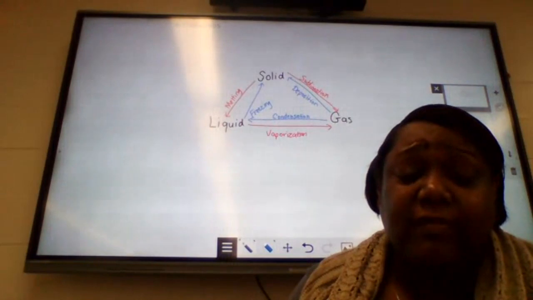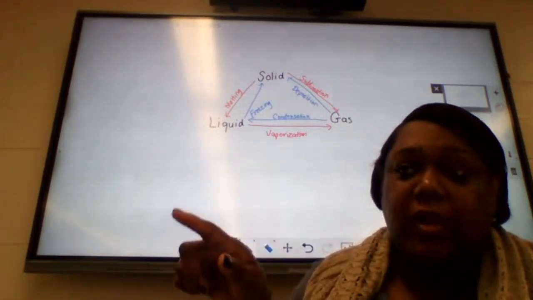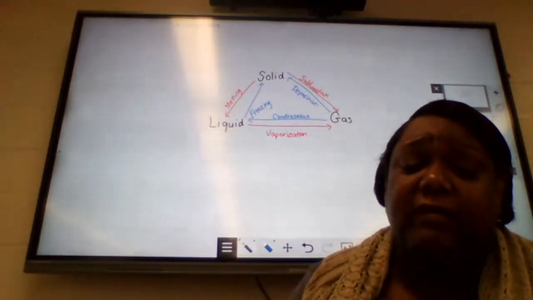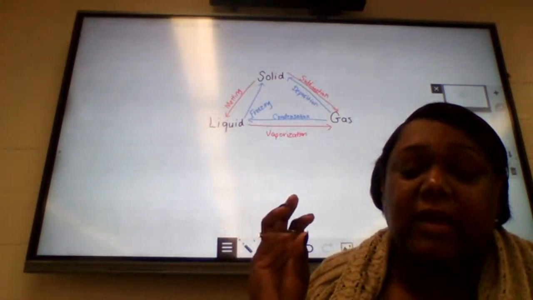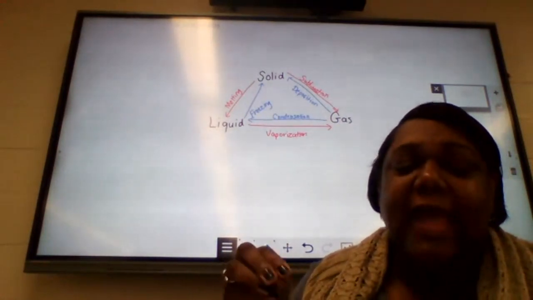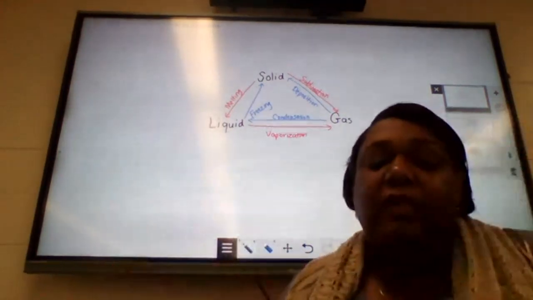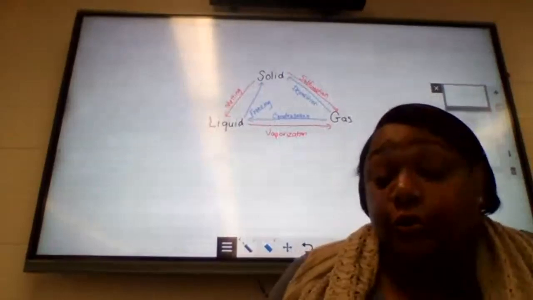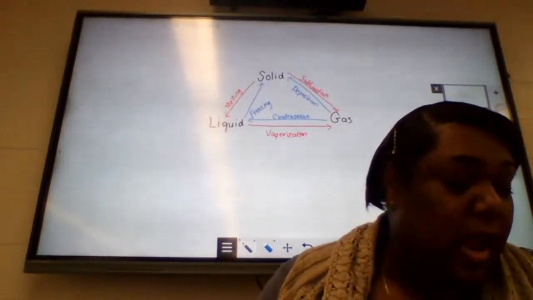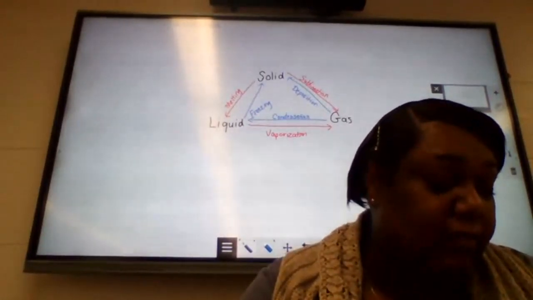Another place that you can see deposition happening is in your freezer. That's why you get that ring of ice around your freezer that has to be defrosted. The air that's in your freezer actually has water in it, and that gas, that water vapor, deposits on the sides of your freezer or your deep freezer, which is why you have to defrost those things. So those are some major points that are made in that very first section.